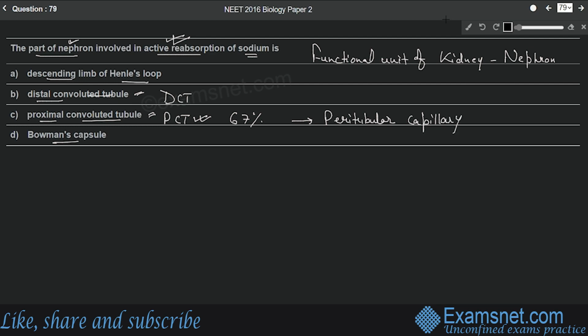Now, why not DCT? Because the reabsorption in DCT is only conditional. It is not regular, it is only conditional. That means it happens only when required by the body. Also it is under hormonal influence or under hormonal regulation. Therefore the correct answer will be option number C, PCT or proximal convoluted tubule.